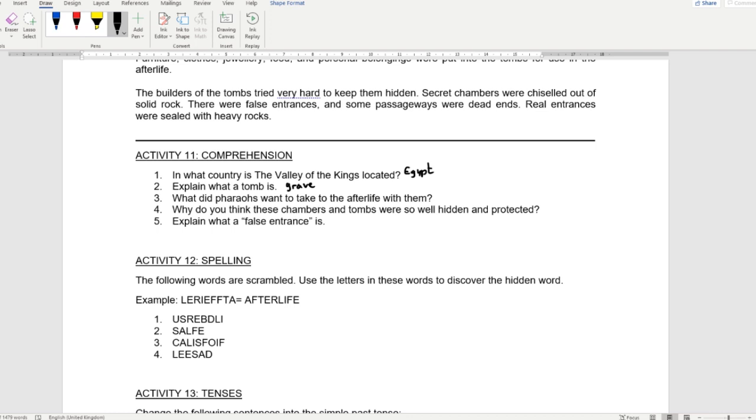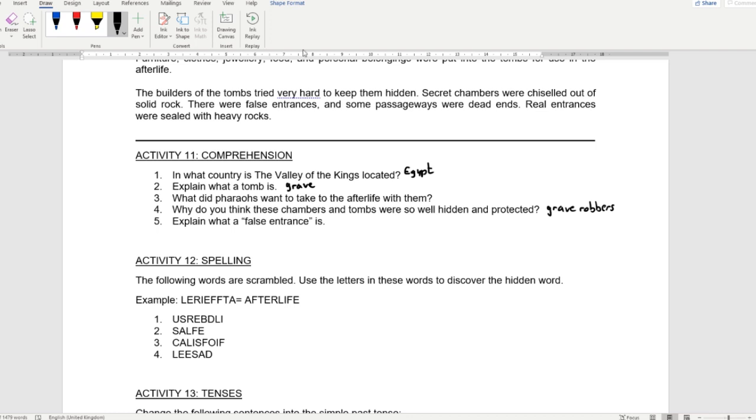3, what did pharaohs want to take to the afterlife with them? It's quite a selection of things, so I'll quickly list them to you. You've got furniture, clothes, jewelry, food, and personal belongings. 4, why do you think these chambers and tombs were so well hidden and protected? Well, because of question 3, we know that people liked to rob these places because there were many expensive things. So grave robbers are the reason to have well protected tombs.